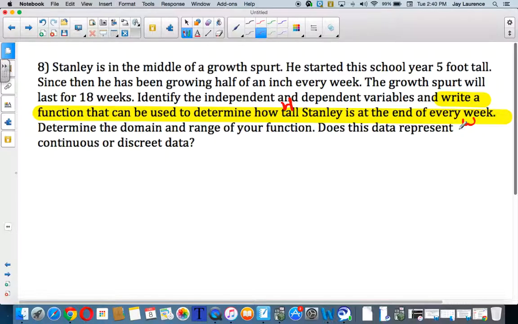Now I have to ask myself, which one is the independent variable and which one is the dependent variable? And I want to remember that the independent variable causes change in the dependent variable.